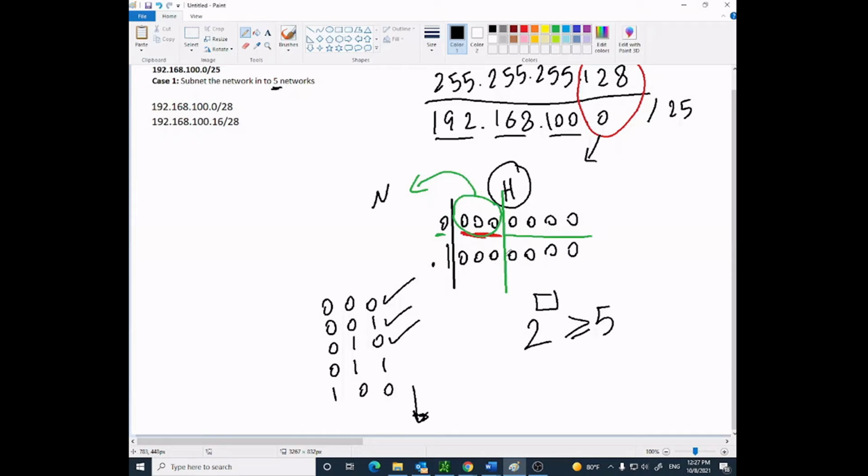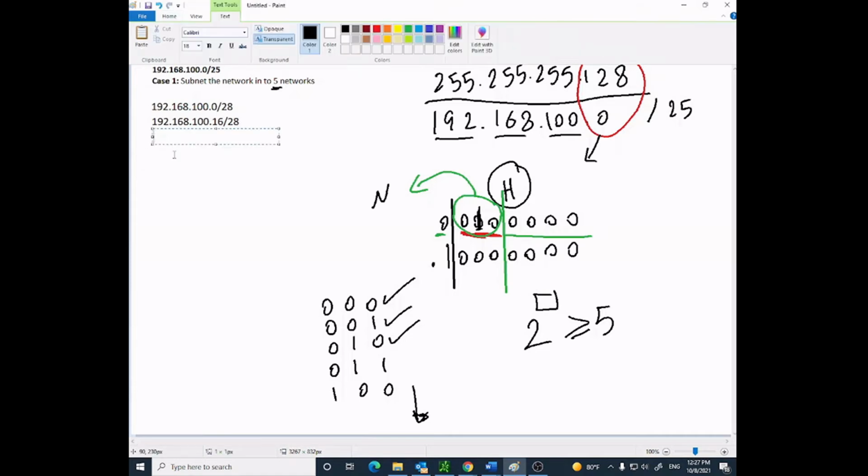Now the third one I'm going to use, basically, I'm going to replace this 0 here with a 1. Let me just write it down here so I don't make any mistakes. And that will make it 32. So let's go ahead and write that down here: 192, 168, 100, and then 32, and still have 28 as a prefix.